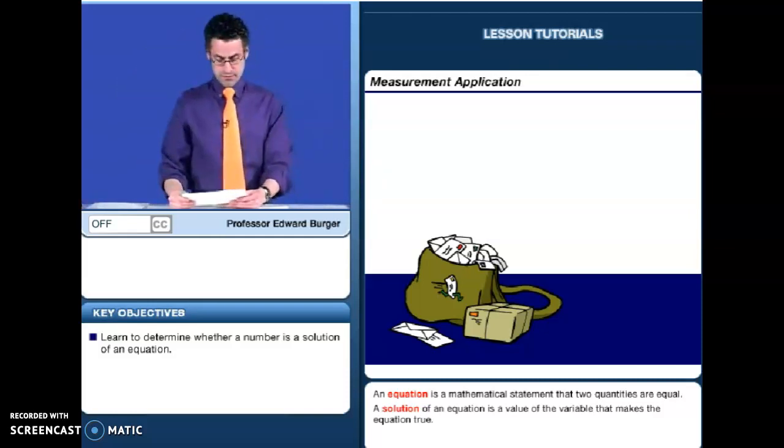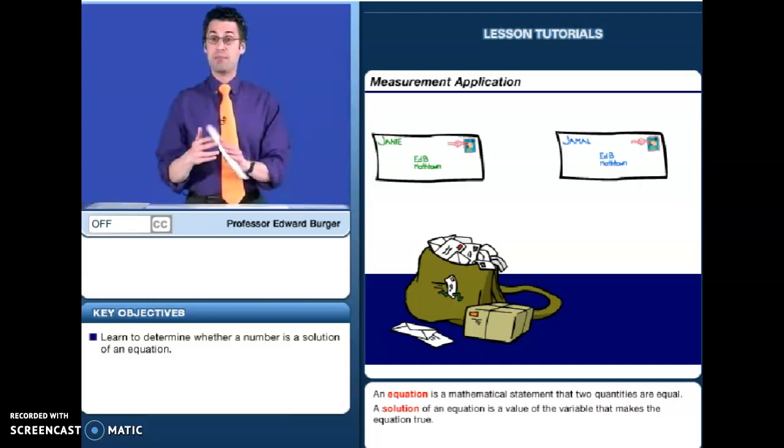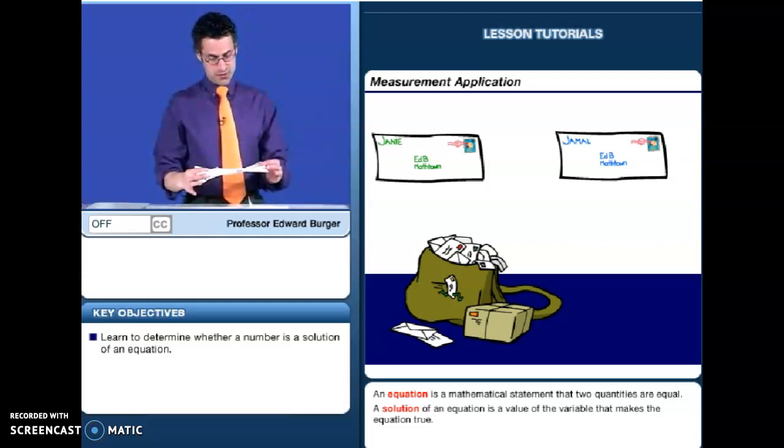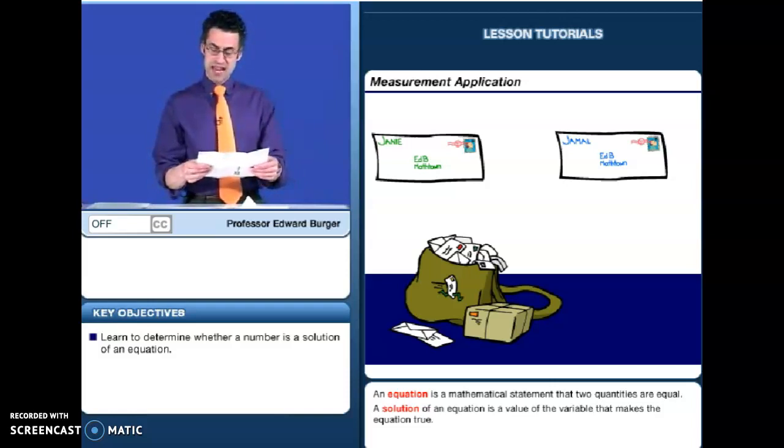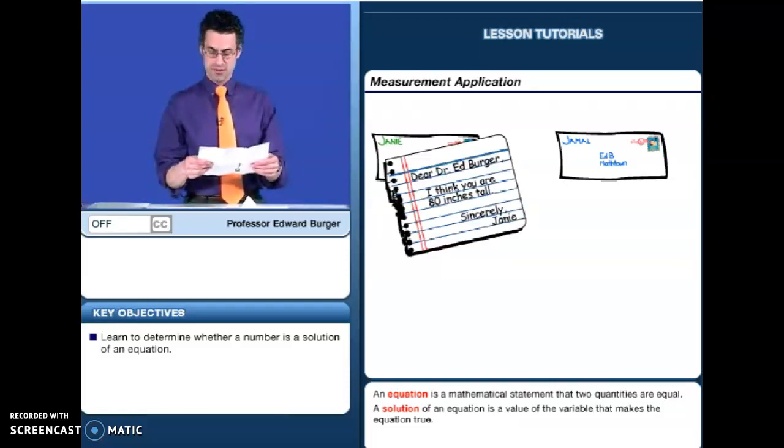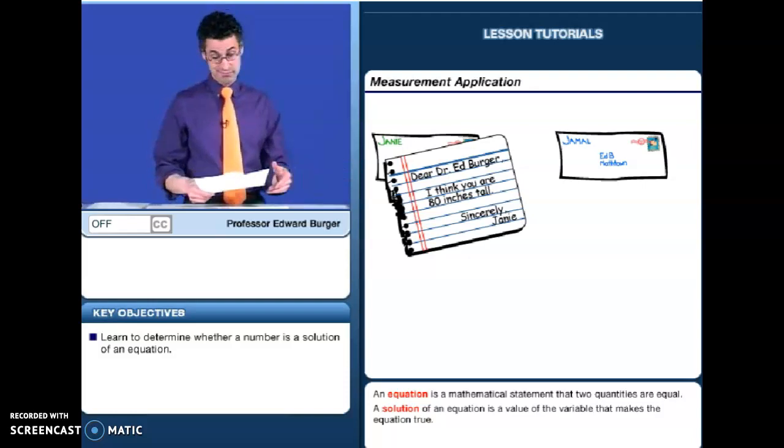One is from Janie and one is from Jamal. And let's see, I bet you're going to tell me how much they like me. Let's see what they say. So this is from Janie, and she says she thinks I'm at least 80 inches tall. She doesn't say anything about what she thinks of me as a teacher. But she thinks I'm 80 inches tall. So that's a nice piece of fan mail, what do you think?